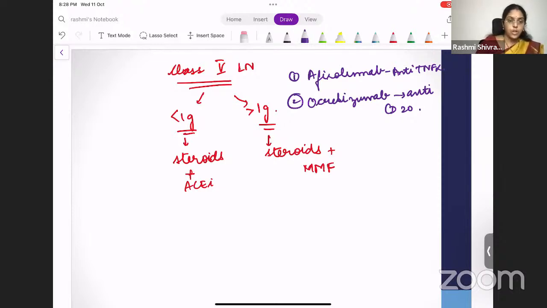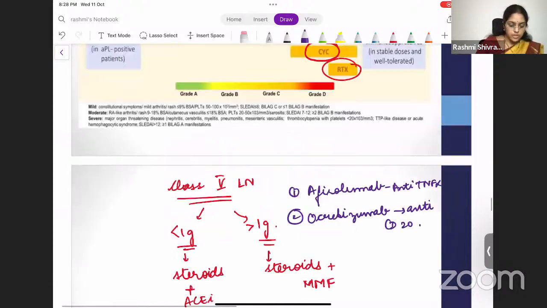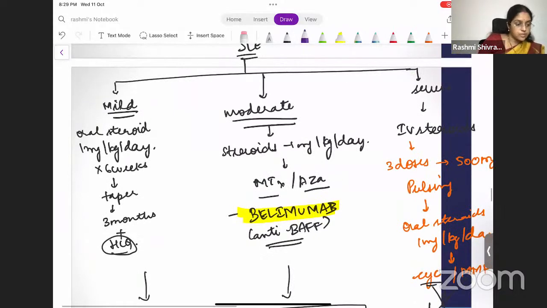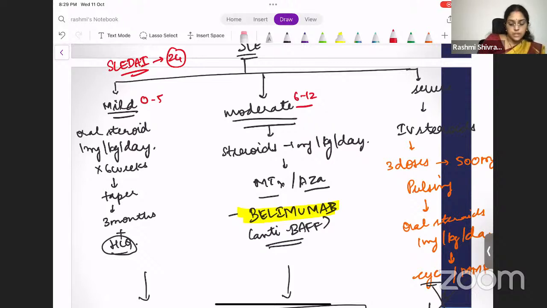So how do you see whether the patient has mild, moderate or severe disease? Like I already told you, there is something called the SLEDAI score. I'll just revise that. This has 24 parameters that are checked. If anything between 0 to 5 parameters are positive, it is called mild disease. If you have 6 to 12 parameters, it is called moderate disease, whereas 13 to 20 parameters is called severe disease.